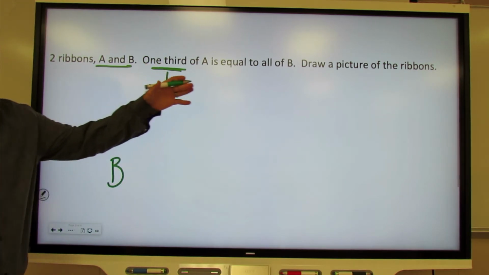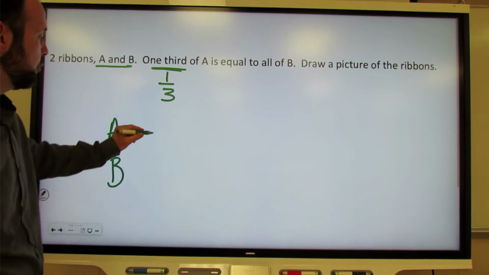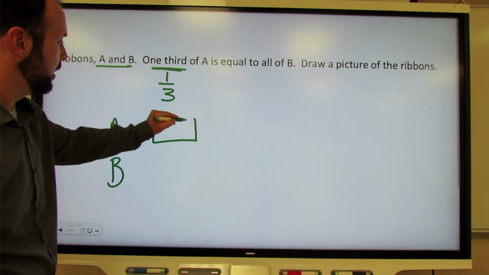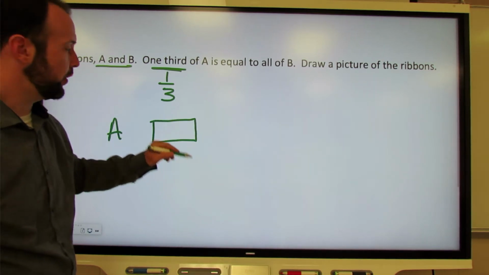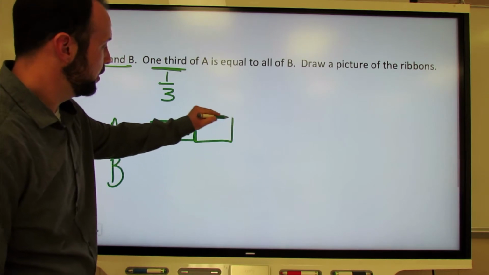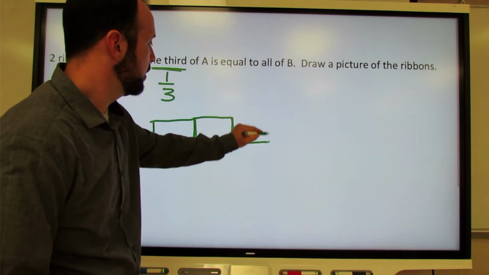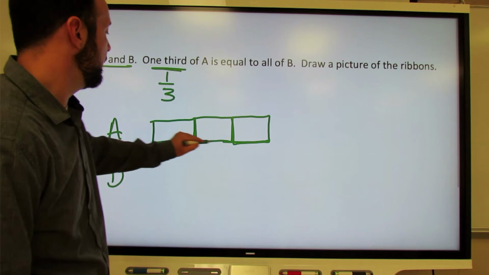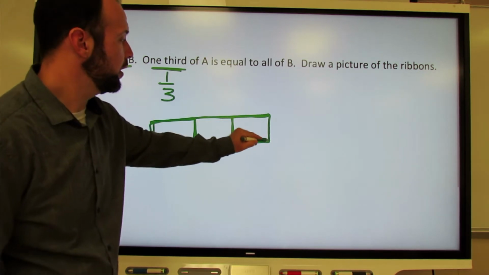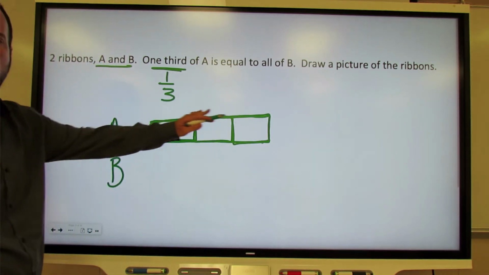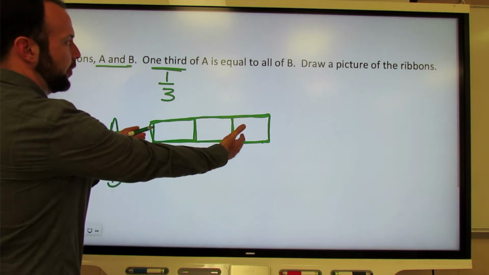1/3 of A is equal to all of B. So I'm going to start by drawing A. And I'm going to draw my ribbon A as thirds. So there's 1/3, 2/3, 3/3. So in total, this is one whole of ribbon A. I just divided it into thirds.